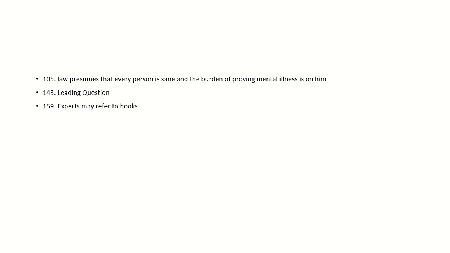Section 105, law presumes that every person is sane and the burden of proving mental illness is on him. As I have already described, a person with mental illness cannot be convicted. So if the person is mentally ill, the burden of proof is on that particular person to prove that he or she is mentally ill. Section 143, leading questions. Section 159, experts may refer to the books.